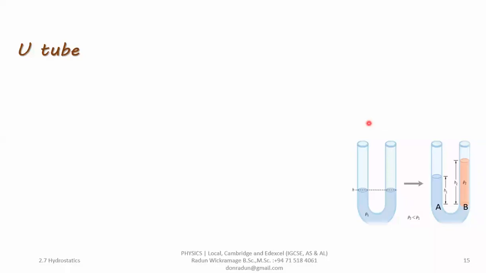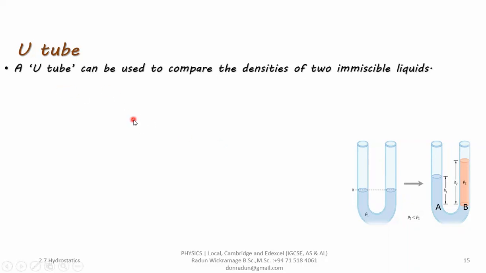Okay, let's talk about the kind of measuring instrument we use to take the density of a fluid with the help of hydrostatic pressure. A U-tube can be used to compare the densities of two invisible liquids. This is important. We cannot use visible liquids to compare densities in the U-tube. So they should be invisible liquids like this, because we are touching the two liquids up.